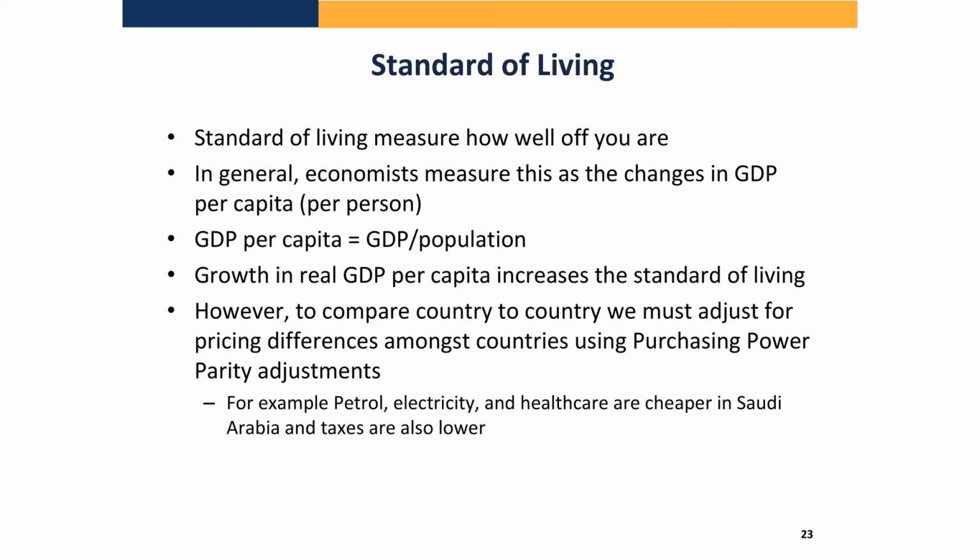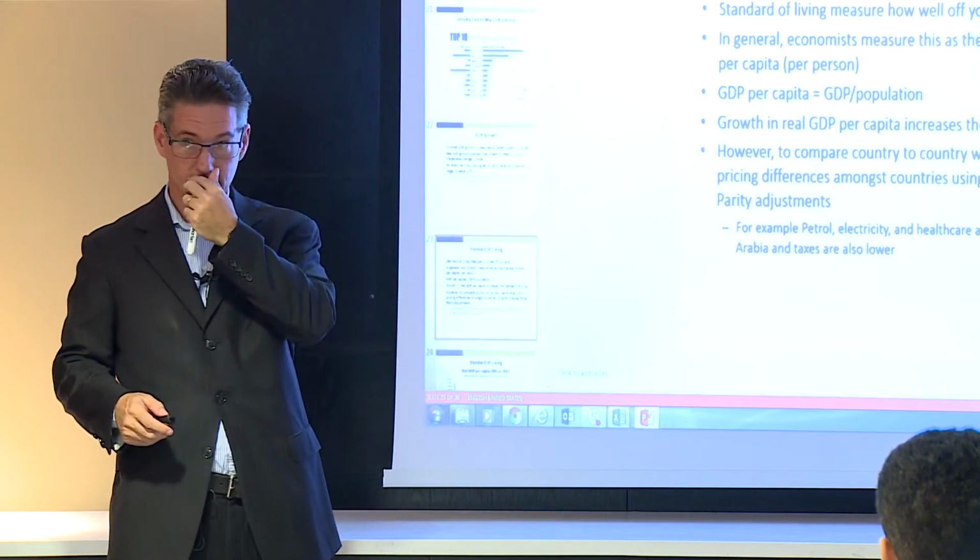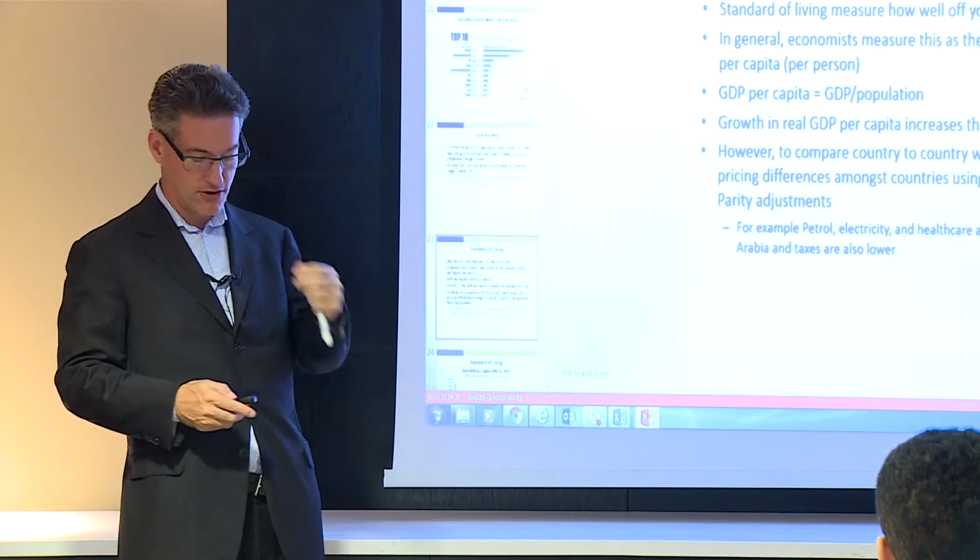Standard of living, you guys know how to do that. GDP divided by population. But we have to adjust for purchasing power parity, like we said before. So the inflation percentages, or we will cover this, right? Yeah, inflation we will cover also.